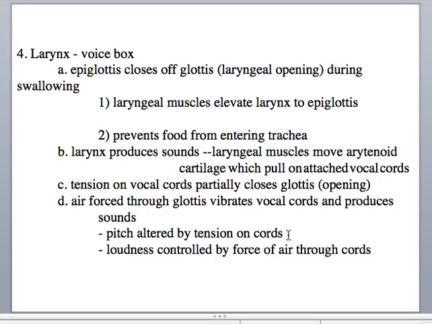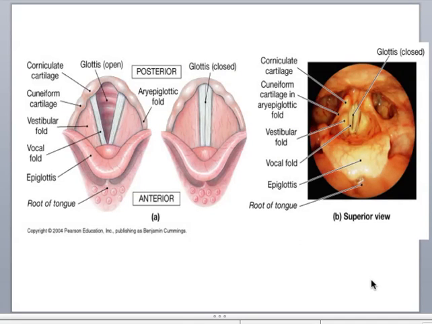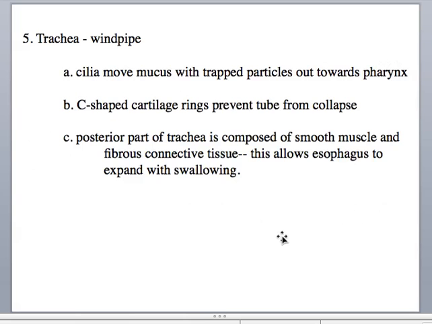If I take a deep breath and then I push it through harder, I make a louder noise, and if I push less air through, the loudness is decreased. So there's a nice image showing you your epiglottis here, your vocal cords or vocal folds, and some of your cartilages, which you'll be learning about in lab.